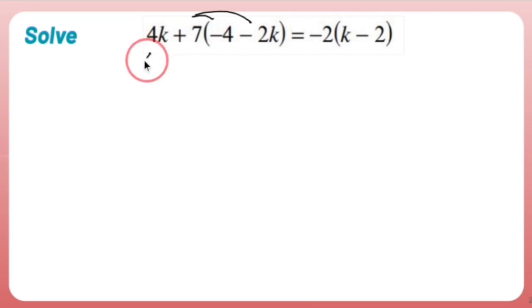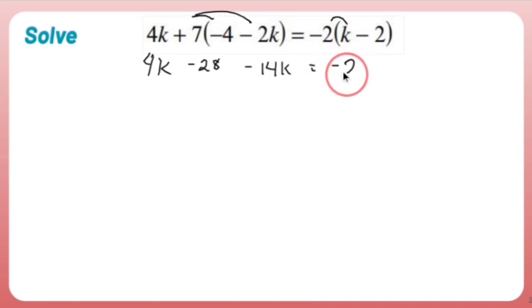So let's do that. 4k is not affected. 7 times negative 4 is negative 28. 7 times negative 2k is negative 14k. That's going to equal, distribute again, negative 2 times k is negative 2k.